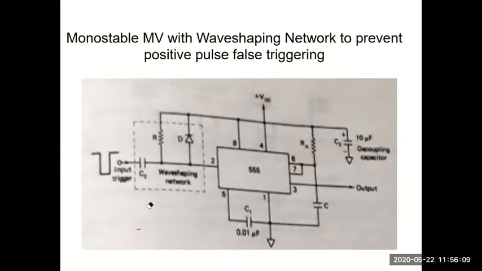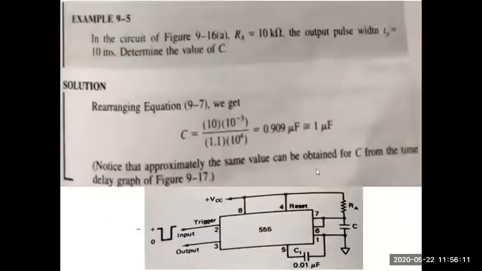So with this, I think there is a single problem, very simple, 2 minutes. For this circuit, RA is given as 10K and you should design for an output pulse width of 10 millisecond. Find out what is C. So you have to find the capacitor. What is the equation we know? You know T is given as 1.1 RA into C. This is the standard equation for a monostable.